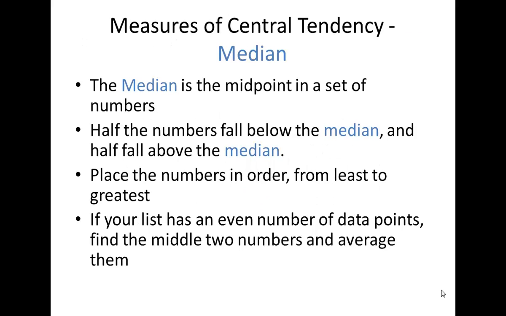Let's talk about median. Median is the midpoint in a set of numbers. Half the numbers fall below the median, and half fall above the median. To find the median, you must place the numbers in order from least to greatest. If your list has an even number of data points, find the middle two numbers and average them.